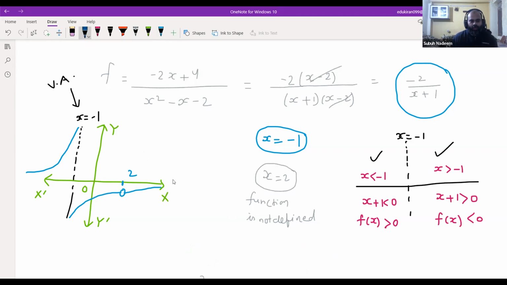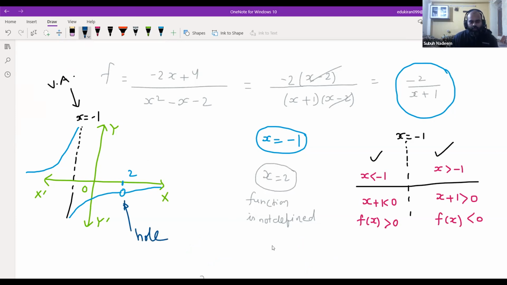Yes, sir. So at 2, though we have cancelled x minus 2, that will not become an asymptote, because for an asymptote, the numerator should be in the simplified form. So it is not an asymptote, but it is a hole. We will talk about holes in further slides, I think.